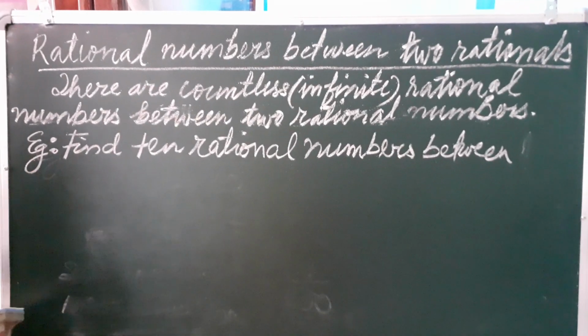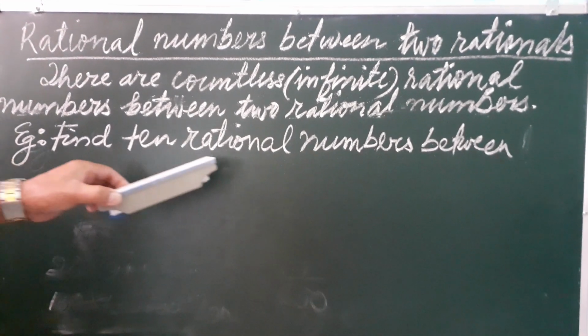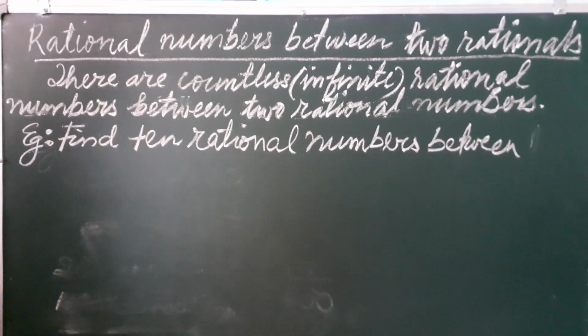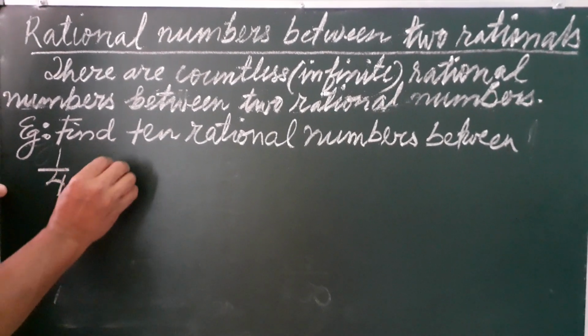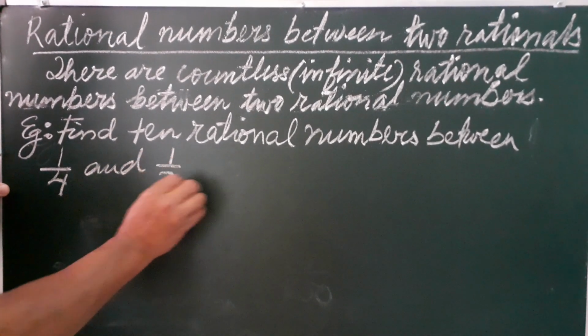Again, another example. Find 10 rational numbers between 1 by 4 and 1 by 2.